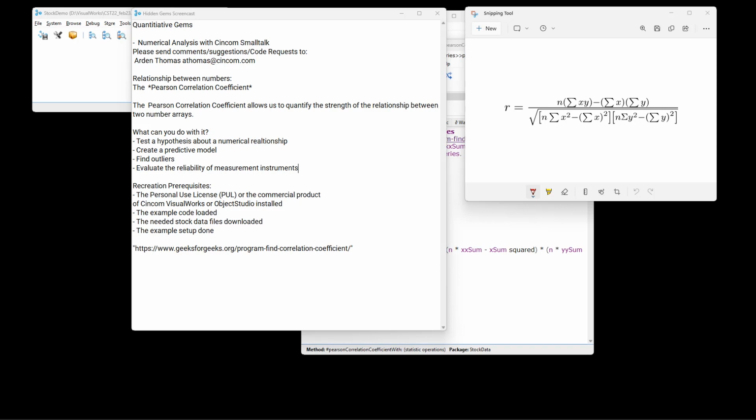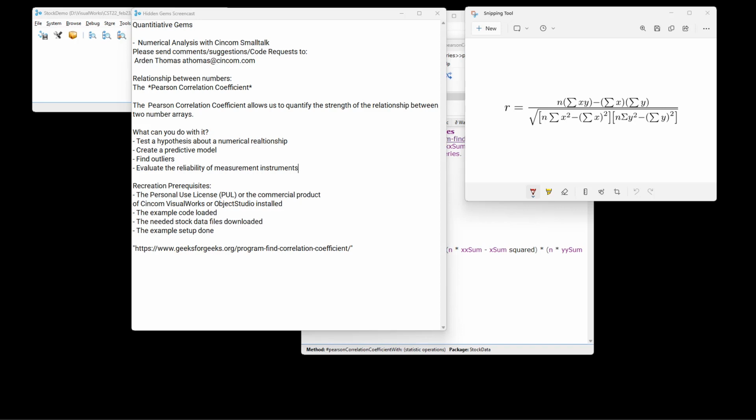You can, for example, find a correlation between children's height versus their age, or the temperature in the summer versus ice cream sales. You get the idea. It tells you how well two arrays are correlated.